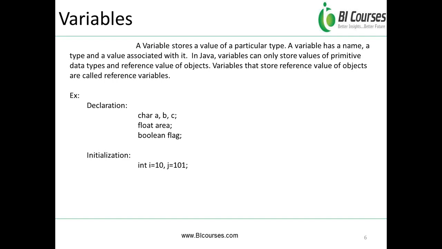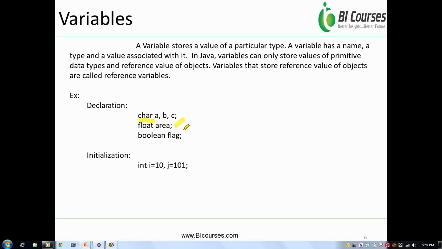How do we declare variables? See here, we have char chr. This is a data type, and this is the variable name, which ends with a semicolon. In a similar way, float area, boolean flag. This is what we call declaration of a variable: data type and variable name. And initialization. How do we initialize a variable? Look at int i = 10. Here for integer variable i we are assigning the value 10. This is initialization.